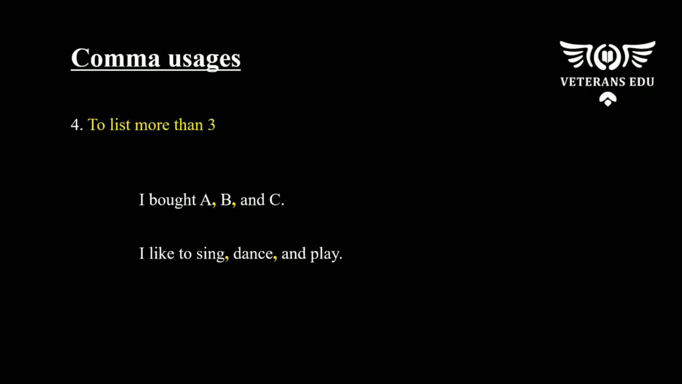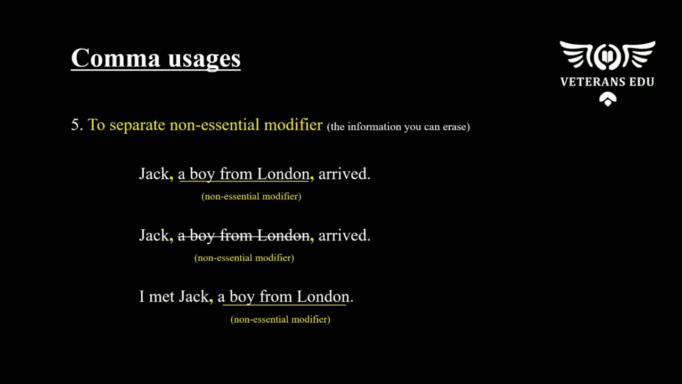We also use a comma when we're listing more than 3. For example, I can say I bought A, B, and C, or I like to sing, dance, and play. We'll have to put a comma between each item in the list. The 5th usage is our favorite one, right? To separate non-essential modifier, the information we can erase.